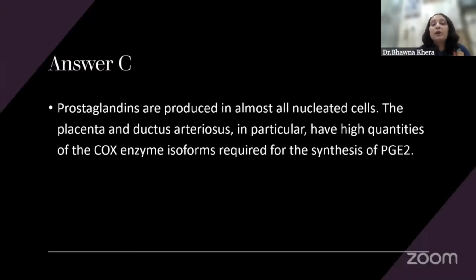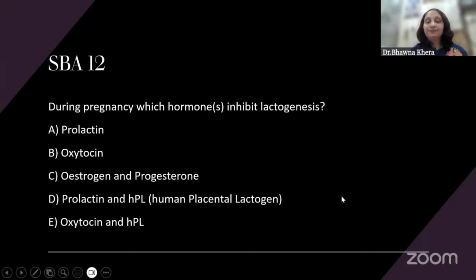So prostaglandins are produced in almost all nucleated cells. The placenta and the ductus arteriosus in particular have high quantities of the COX enzyme isoforms required for the synthesis of PGE2. Although all the cells produce it, as I said, the placenta has the highest amount. So that's the correct answer here.